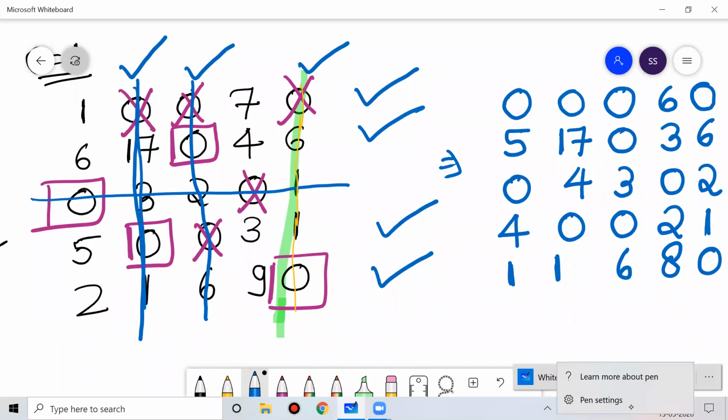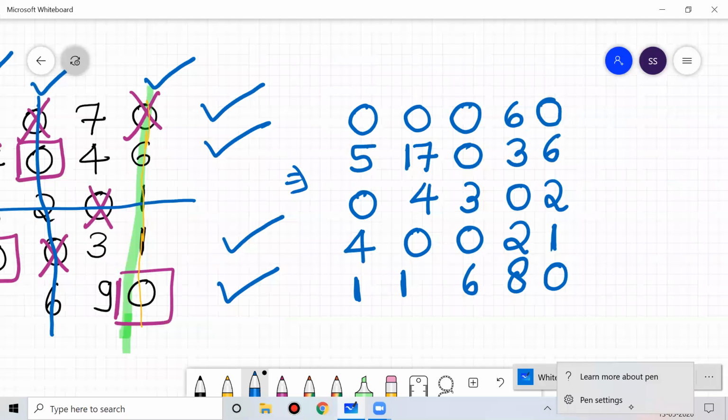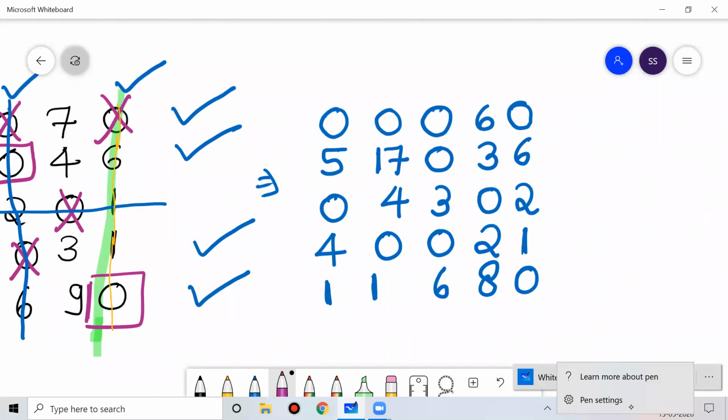Now do allocation. So first row, nothing can be done. Second row, 1 0, so do allocation. Third row, nothing can be done. Fourth row, nothing can be done. Fifth row, 1 0, so do allocation.